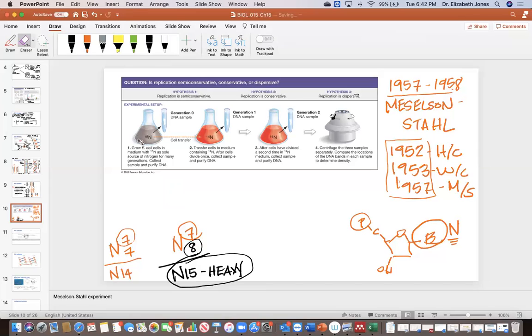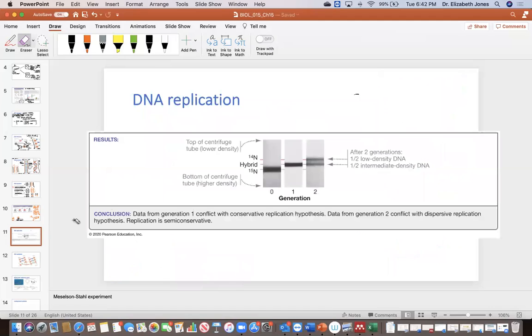coli that had grown up in heavy nitrogen, and then they transferred it to some lighter nitrogen for one generation, and then they transferred it one more time to light nitrogen for generation 2. Now let's look at their results. Once they centrifuged down their samples, here's what they found.